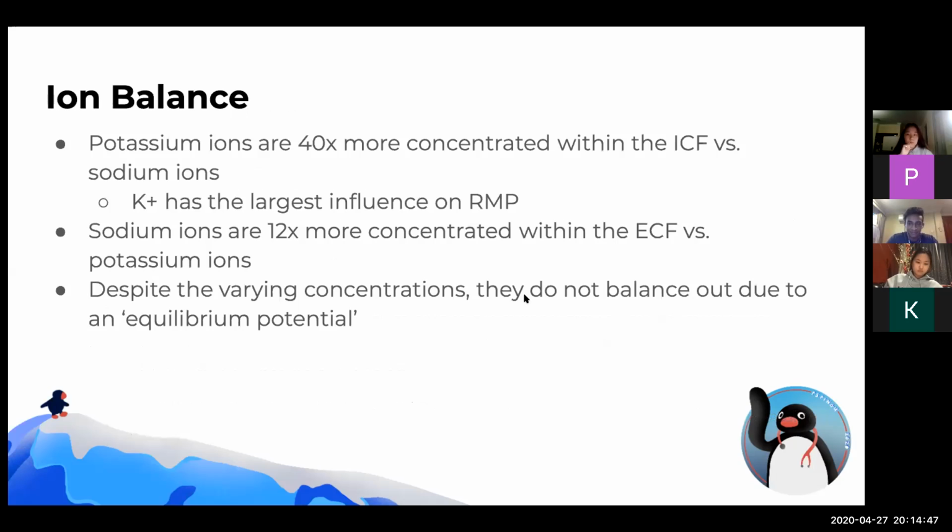Okay, so we have some balances to think about. The main thing to take is that potassium, you tend to find more of it inside the cell, and sodium, we tend to find more outside the cell. Sorry, I think I said that wrong. Potassium you find inside the cell, sodium you find outside the cell. You can think of it as cells being kind of in the sea. The sea is pretty salty, and that would be the sodium around the cell. Although they have different concentrations, they don't balance out because of what we call an equilibrium potential. So if we go to the next one.